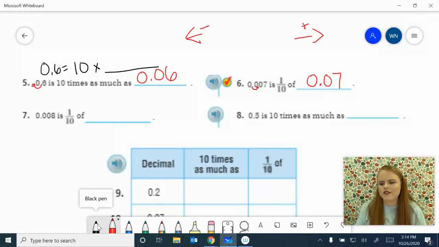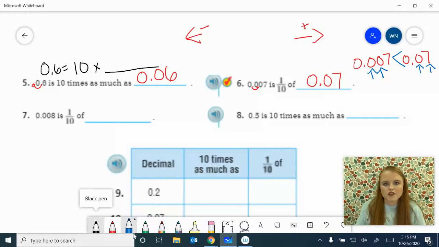Let's make sure we understand that. If we were to compare 7/100 to 7/10, we would look at our numbers. We'd look at our tenths place and we'd see that 7/10 has a 7 while the other has a 0. So we know that 7/10 is a bigger number than 7/100.